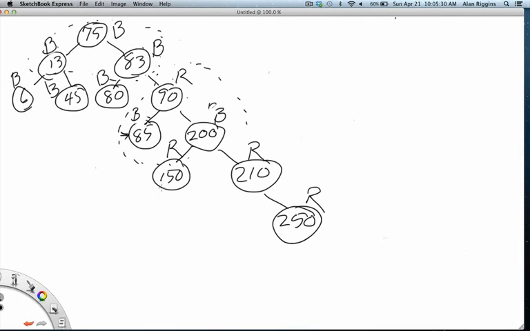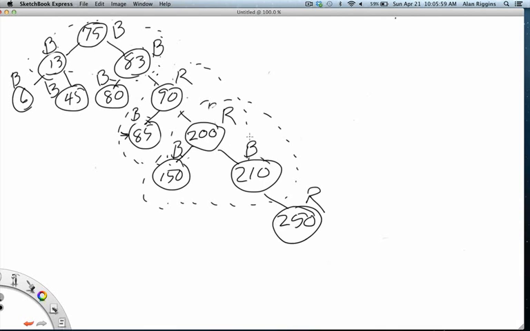The nodes involved in the color flip are these: the parent, the aunt, and the grandparent. The colors get toggled. We have red, black, black. Notice now that we have introduced a red violation higher up in the tree.